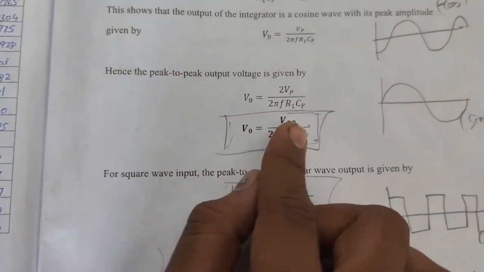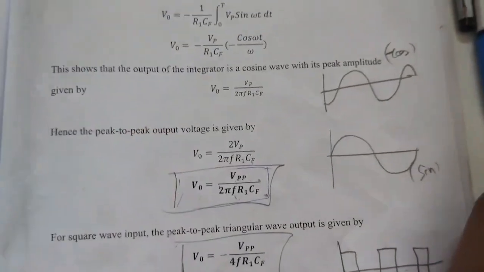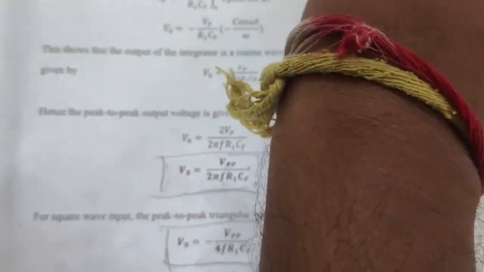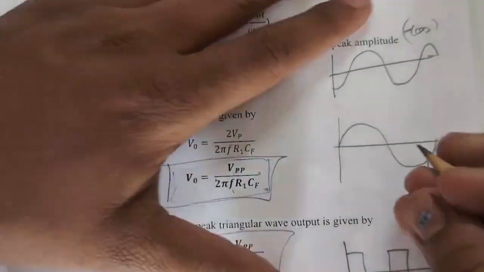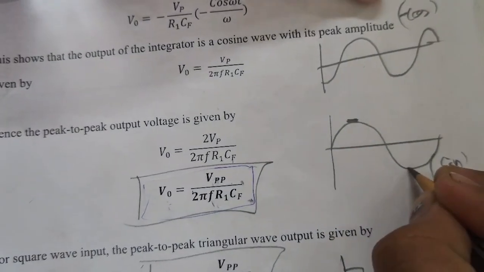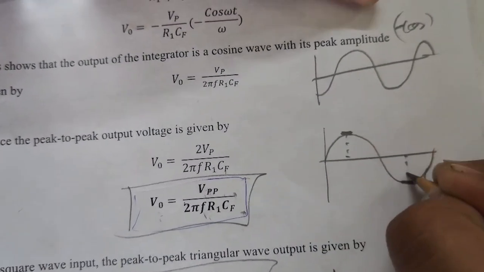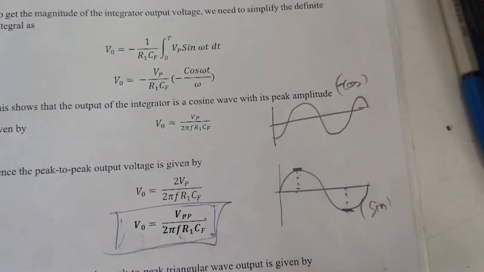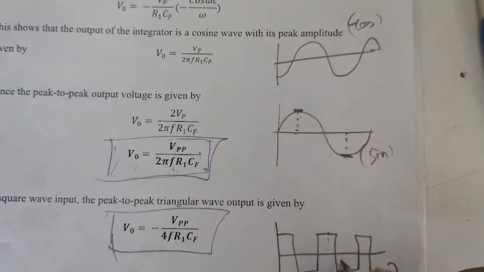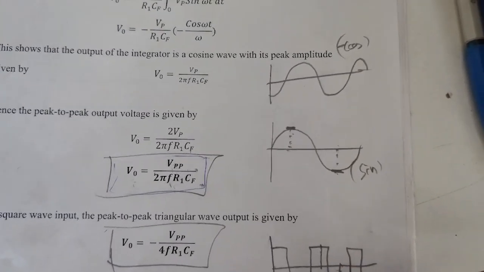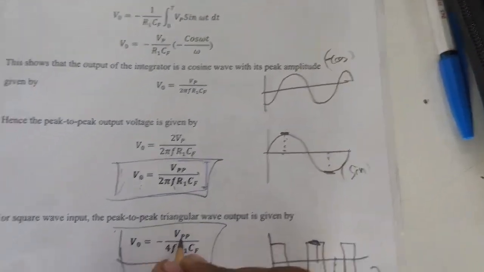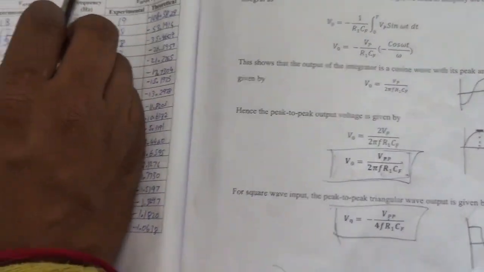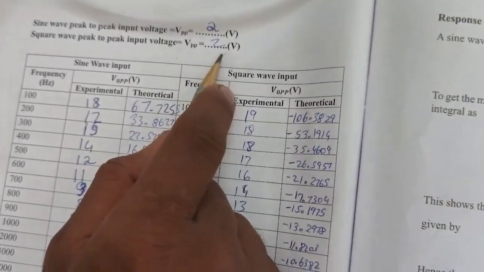In case of any sine wave or square wave, while you give the input, the sum of this and this is your peak to peak voltage. And for a square wave, it's the same thing. From this to this, add these two values and you'll get your peak to peak voltage for the square wave. But in the experiment, you're going to make sure that your VPP is 2 volts for both the cases.